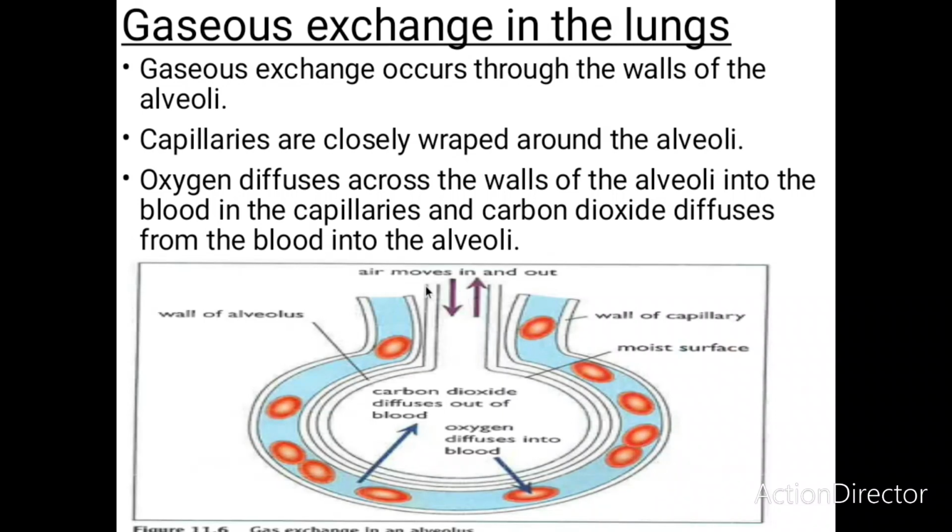Air is constantly moving in and out of the alveolus. So basically, air moves in, and the air contains oxygen. And oxygen diffuses into the blood inside the capillaries, and it is carried away from the alveolus. And then blood which contains carbon dioxide, or deoxygenated blood, is carried to the alveolus, and then the carbon dioxide diffuses into the alveolus, and then air moves out of the alveolus.